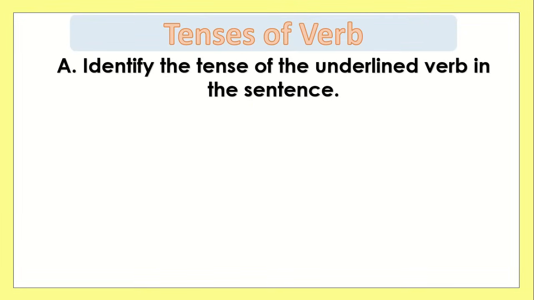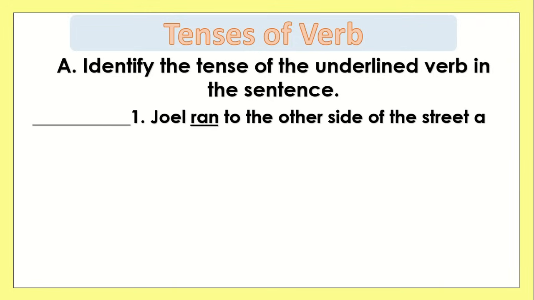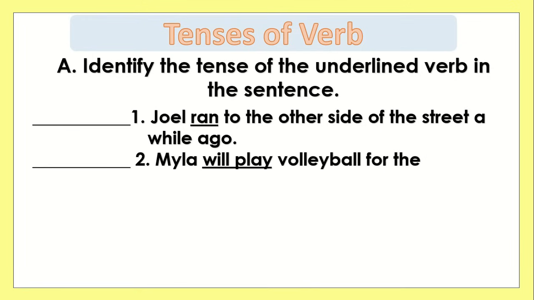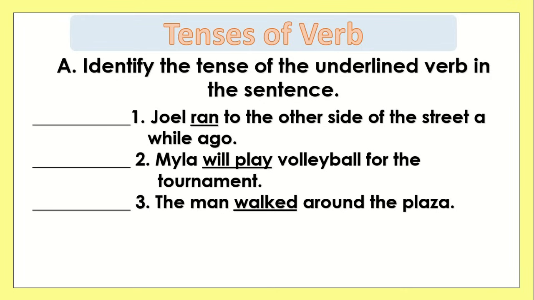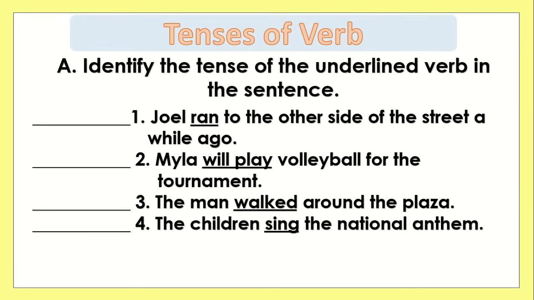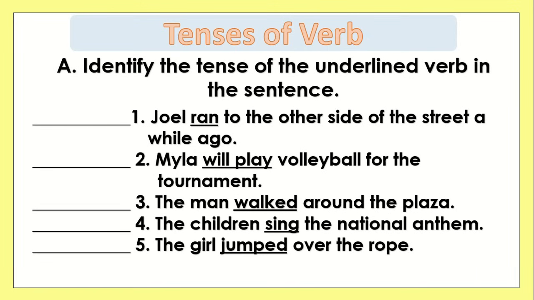Identify the tense of the underlined verb in the sentence. 1. Joel ran to the other side of the street a while ago. 2. Myla will play volleyball for the tournament. 3. The man walked around the plaza. 4. The children sing the national anthem. 5. The girl jumped over the rope.